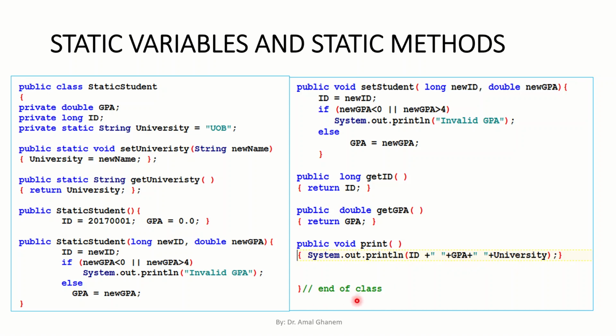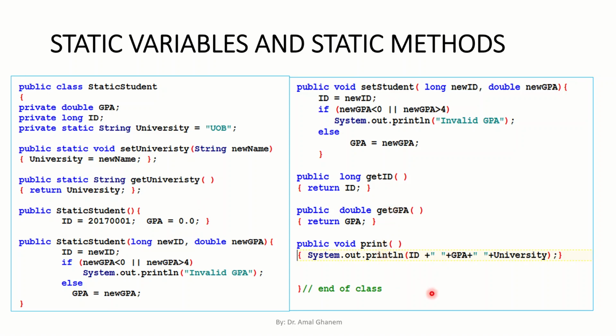And this is the end of the class. So we have a class, a static student. We will have GPA and ID as private variables, but we will have university as static. We have two methods, set university and get university. They are static. We have a constructor, a default constructor, and a constructor with parameters. We have a set method. We have two get methods and the printing method.